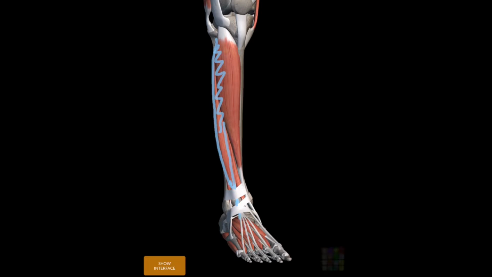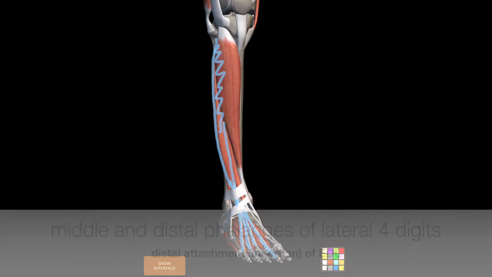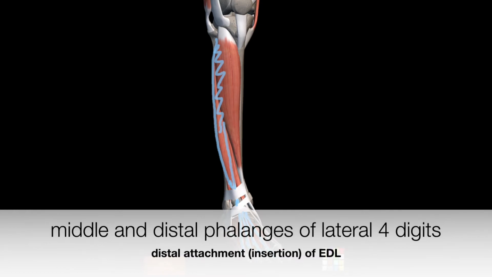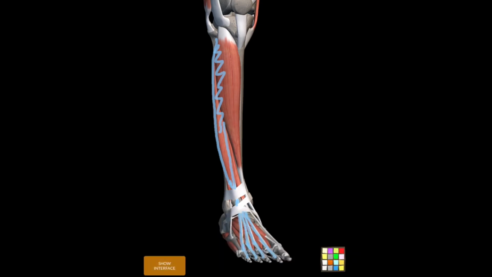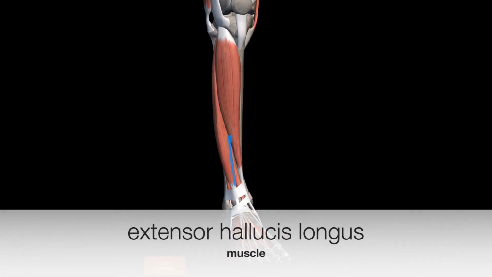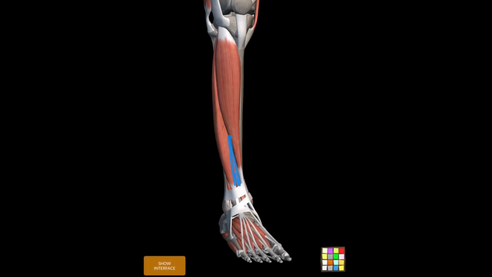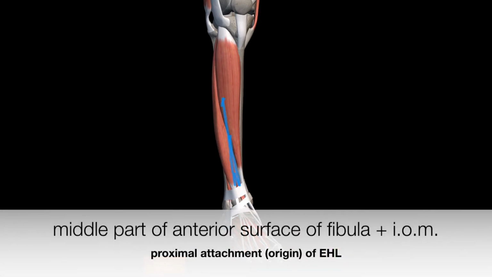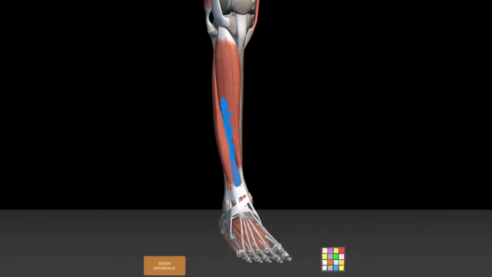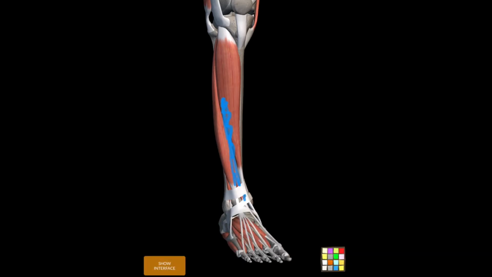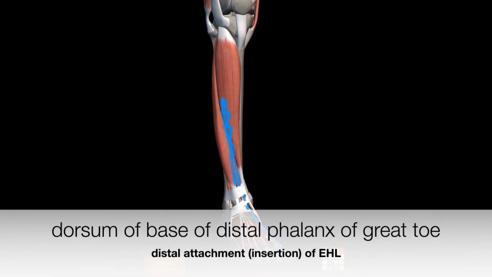It splits into 4 tendons that extend down over the foot and run to the base of the intermediate and distal phalanges of the lateral four toes. In between these two muscles peeks out extensor hallucis longus. It arises from about the middle third of the anterior surface of the fibula and the interosseous membrane here, more distally than the other two muscles, and its single tendon extends to the base of the distal phalanx of the great toe.